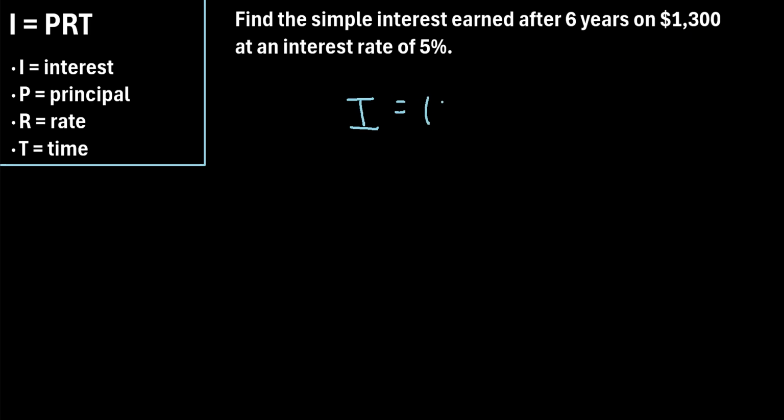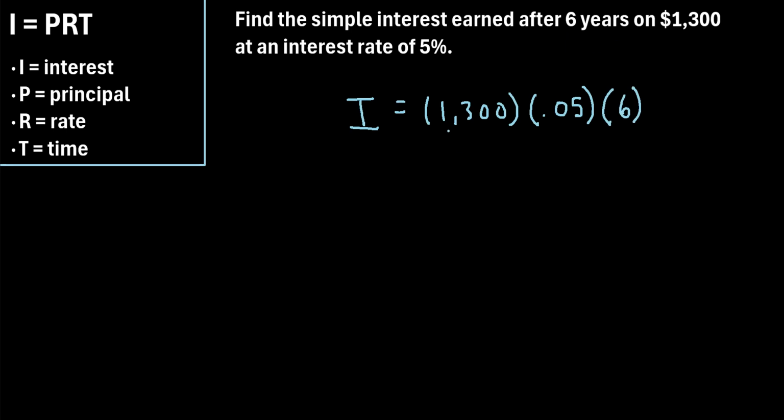So let's write 1,300. We're going to multiply that with R, the interest rate, which we're told is 5%. Now I'm going to write this as a decimal, so I'm going to write 0.05. So that's the interest rate, and then we're multiplying it by T, the total time. So the time we're told is 6 years. So we'll say times 6.